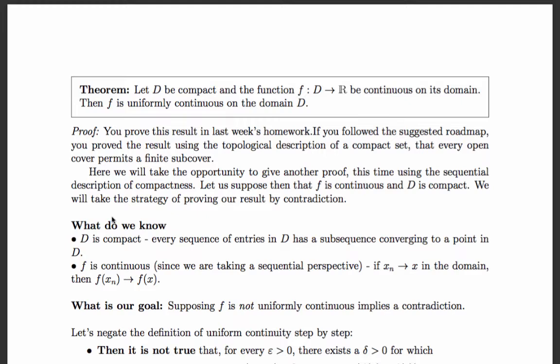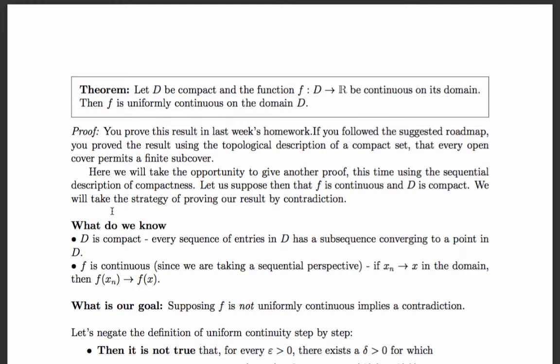But since I'm here and you're there, let's give a different proof. The proof that you went over Wednesday got to its conclusion by using the definition of a compact set that every open cover permits a finite subcover. Could we prove it using the other definition of compactness? Let's give it a shot.